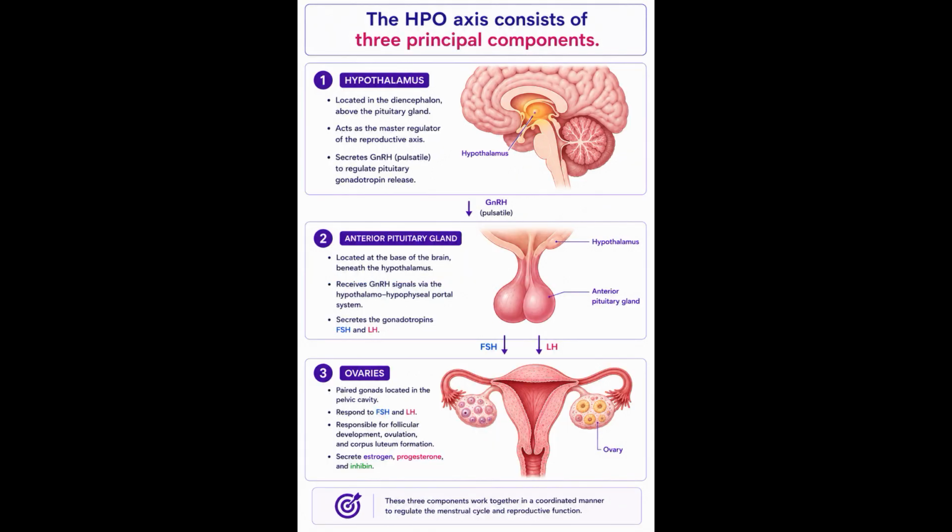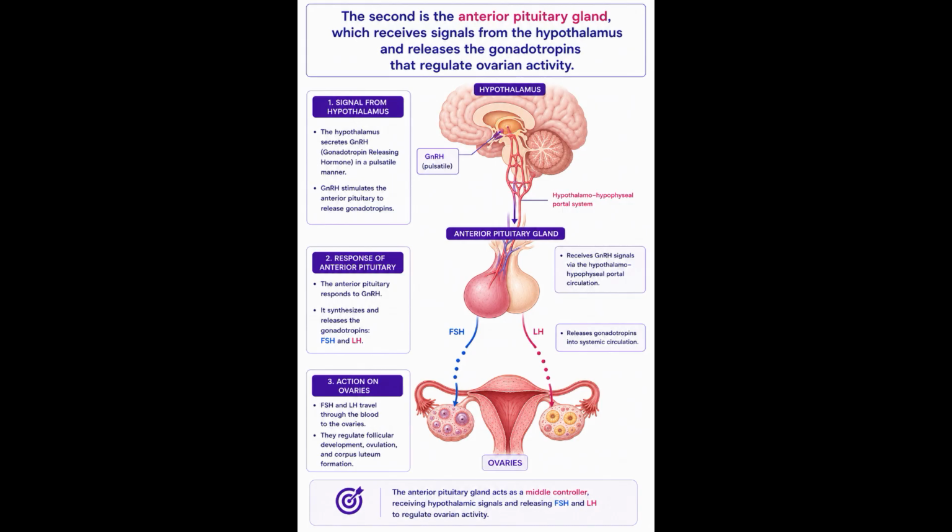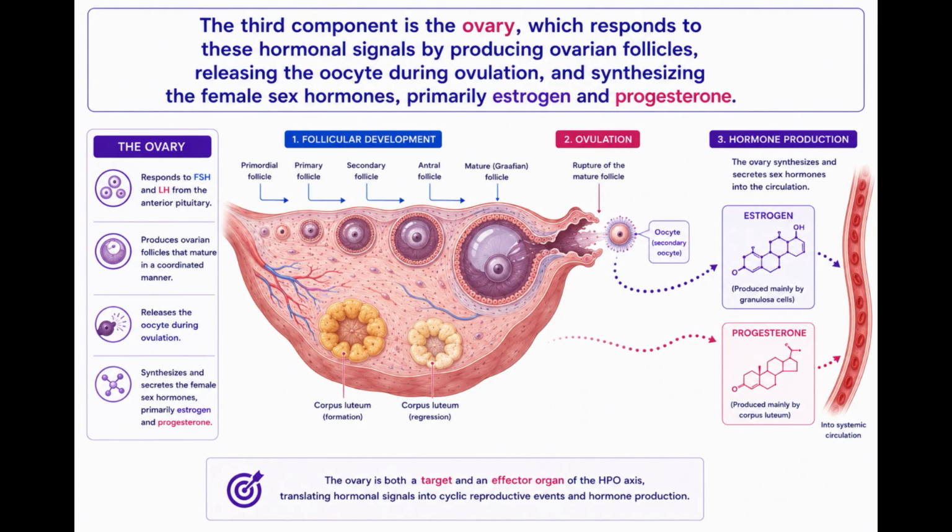The HPO axis consists of three principal components. The first is the hypothalamus, a specialized region of the brain that serves as the master regulator of reproductive function. The second is the anterior pituitary gland, which receives signals from the hypothalamus and releases the gonadotropins that regulate ovarian activity. The third component is the ovary, which responds to these hormonal signals by producing ovarian follicles, releasing the oocyte during ovulation, and synthesizing the female sex hormones, primarily estrogen and progesterone.